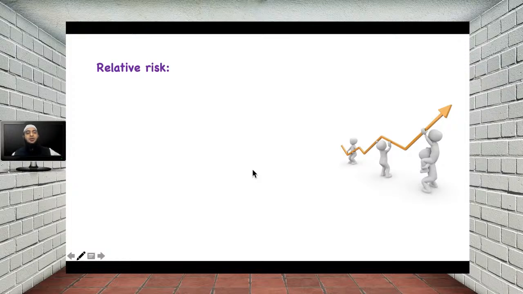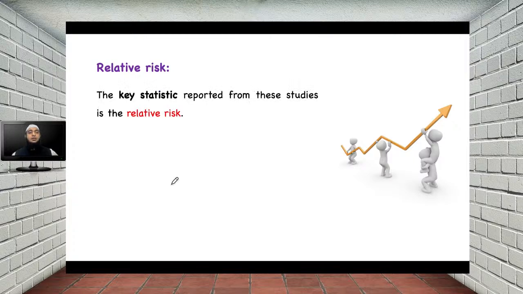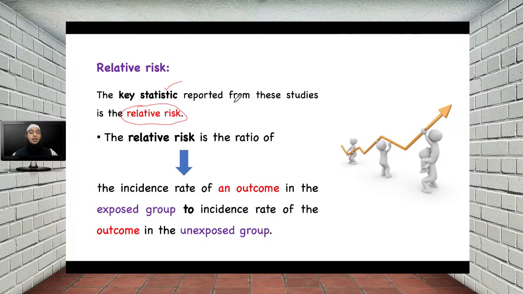The first important parameter that you can measure is the relative risk. The key statistic reported from these studies is the relative risk. Basically, the relative risk is a very important, rather the key, statistic that is reported from the cohort study. Now let's see what relative risk is. The relative risk is basically the ratio of the incident rate of an outcome in the exposed group to the incident rate of the outcome in the unexposed group.